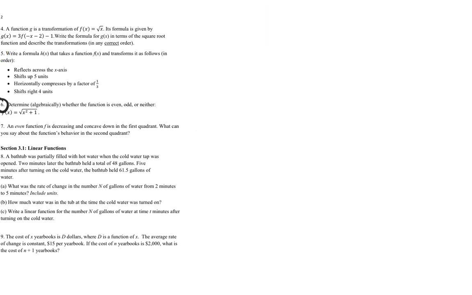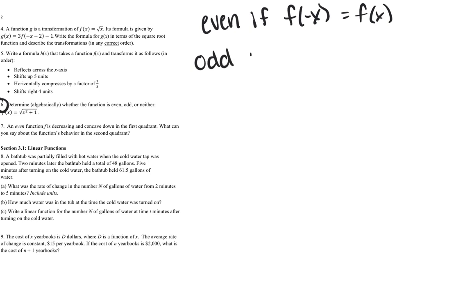Okay, so we need to figure out if this function is even, odd, or neither. So let's remember how we figure out if a function is even, odd, or neither. A function is even if f of negative x is equal to f of x. A function is odd if f of negative x is equal to negative f of x. And obviously a function is neither if neither of those are met.